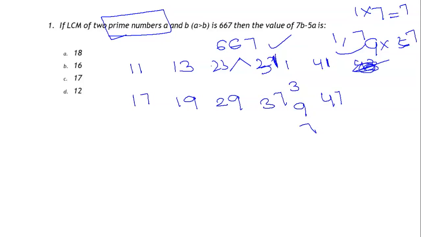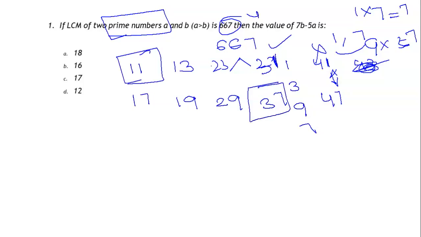Anything beyond this is not going to give you 667. Less than this also will not work, it will give you 1600 plus. So it's not working out this way. I'm coming back to each value. 11 into 17 is not possible. 11 into 37 is 407, not possible. 11 into 47 is 517, not possible. So 11 is not at all in the picture.